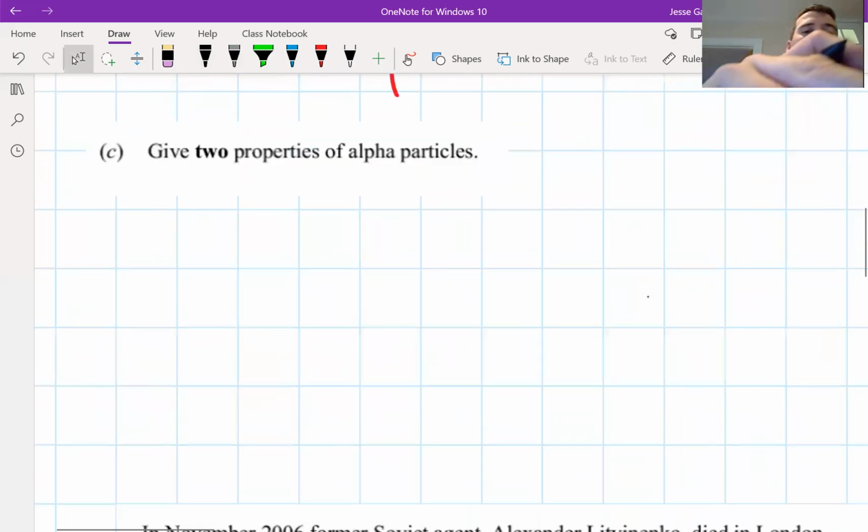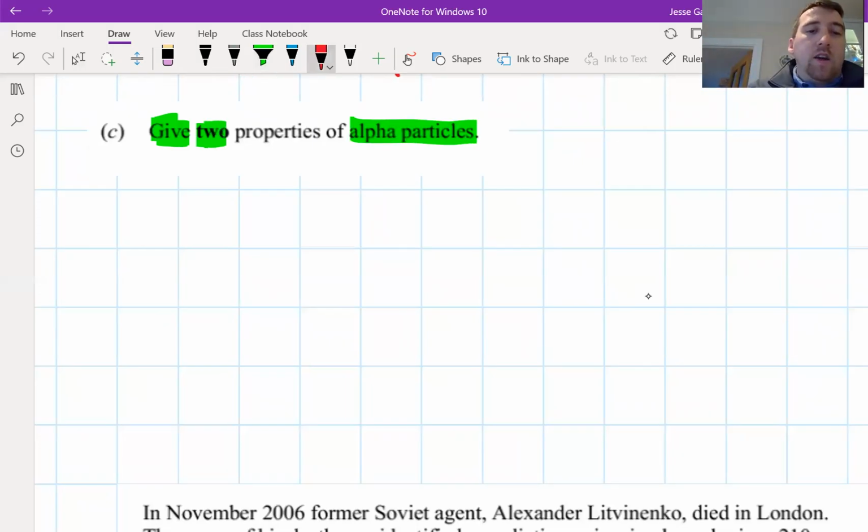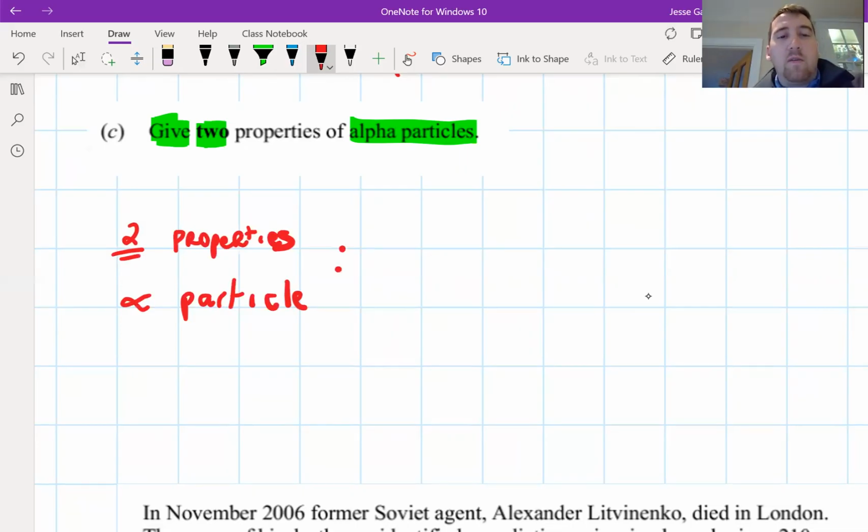All right, the next one, what does it say? It says give. So it's literally asking you to give the names or just a couple of words. You don't need to write much. Give two. Make sure we do two. Two properties of alpha particles. So any two properties, any two features that help us describe alpha particles.